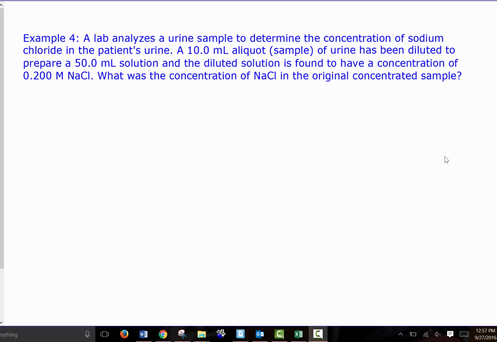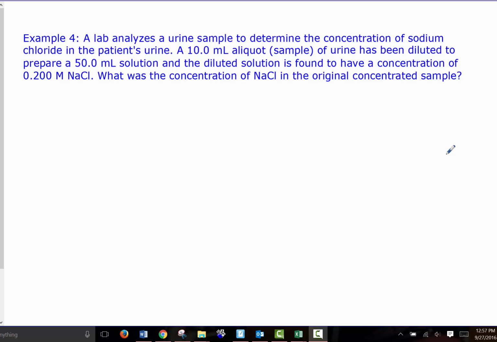Here we have example number 4. This is a bit of a real-world problem where we're having to use a dilution calculation or a type of dilution calculation to solve a problem. So we have a lab analyzes a urine sample to determine the concentration of sodium chloride in the patient's urine.